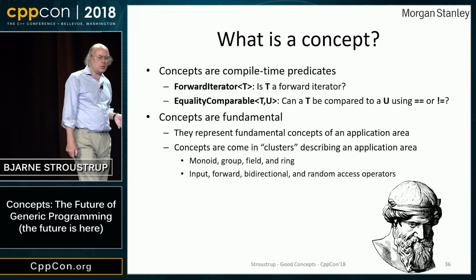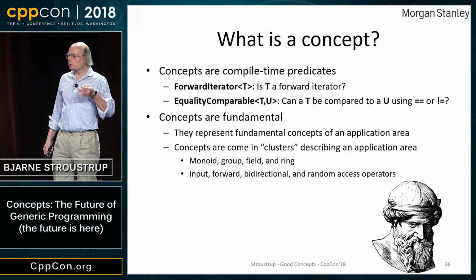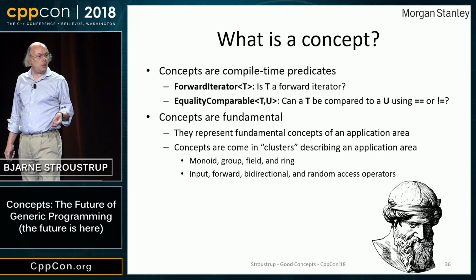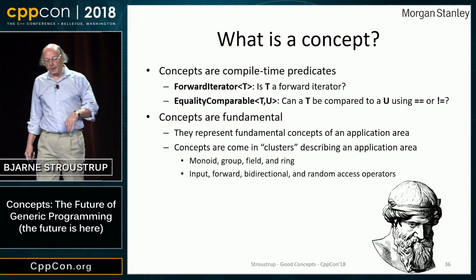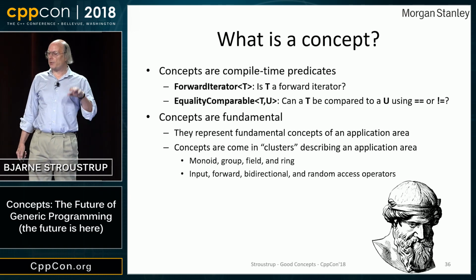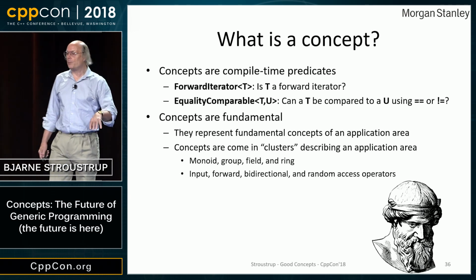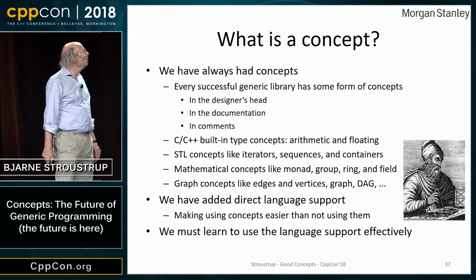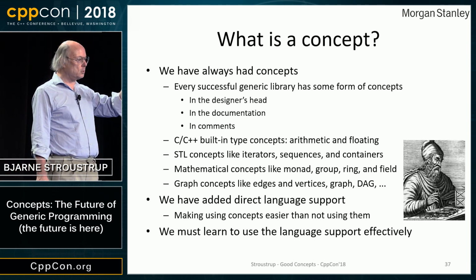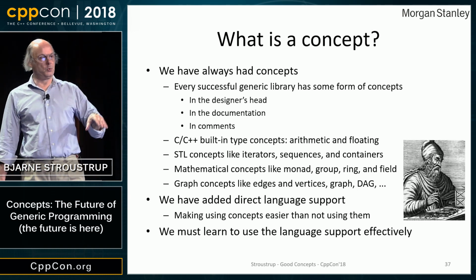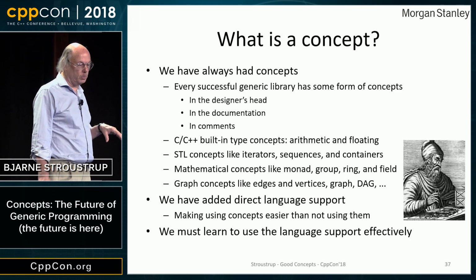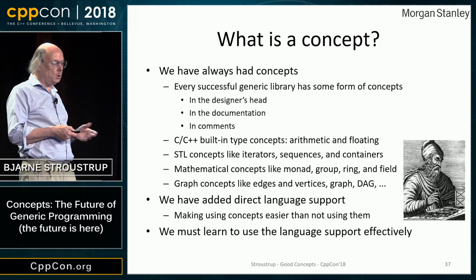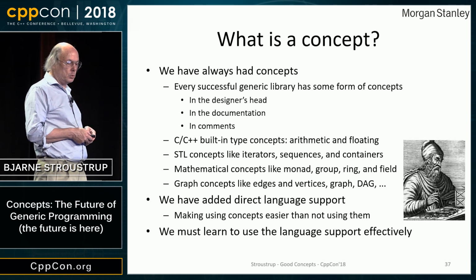And concepts are fundamental. They tend to represent fundamental concepts of our domains. So if you're mathematically inclined, you have concepts like monoid, group, field, and ring. In C++, we have input iterator, forward iterator, bidirectional iterator, random access iterator. These are there today. We just have to represent them with language support. And so we've always had concepts. I mean, you read K&R C, the first definition says an integral type is, an integer type is. These are concepts. Now, today, we can actually represent that in C++. But we've been using that, for some definition of we, for more than 40 years. And we have direct language support.